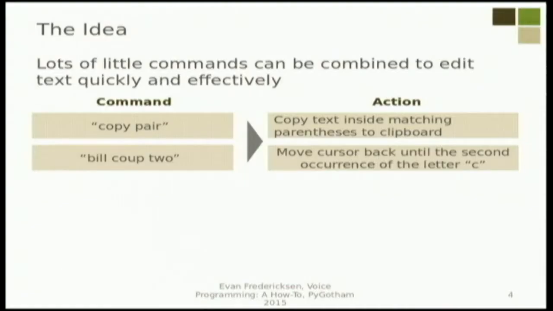So the basic idea, at least how I use it, is I have a bunch of small atomic words, and I combine them in a Vim-like fashion to do really powerful editing things. So as you can see, "copy pair" will take all of the text inside a pair of parentheses and send it to your clipboard. "Bill Coup 2" moves the cursor back to the second occurrence of the letter C.